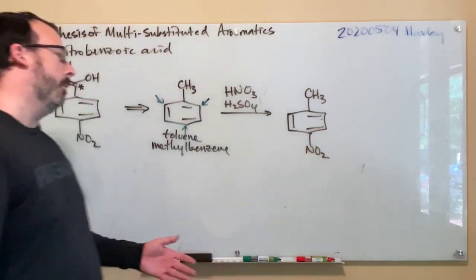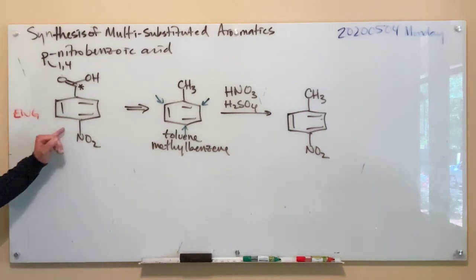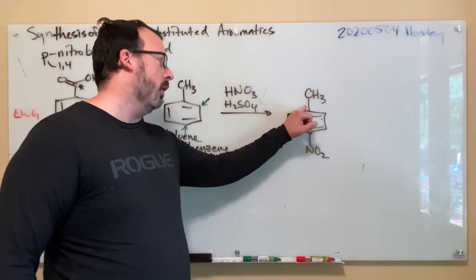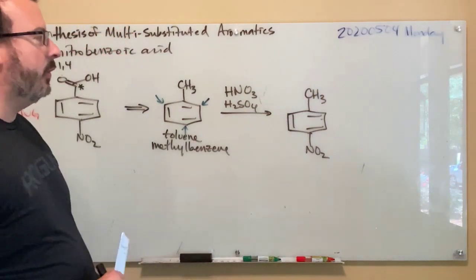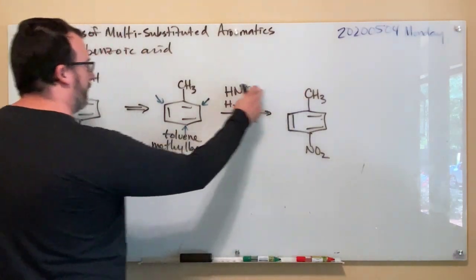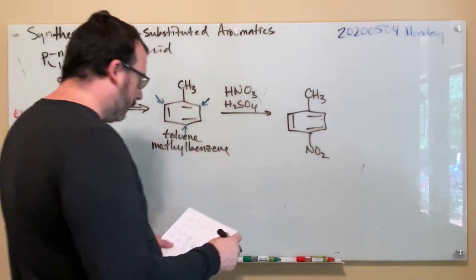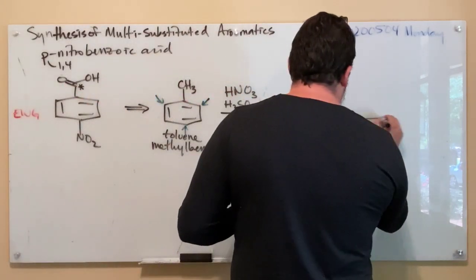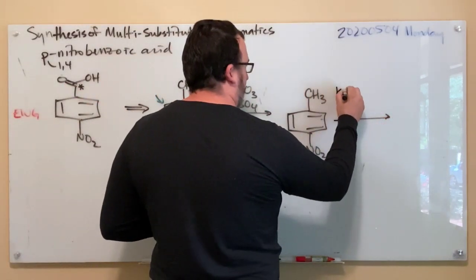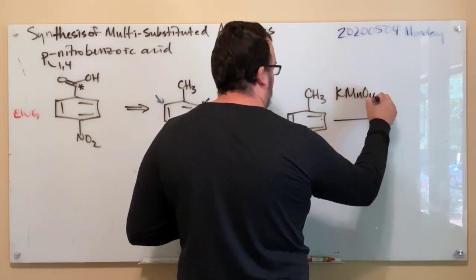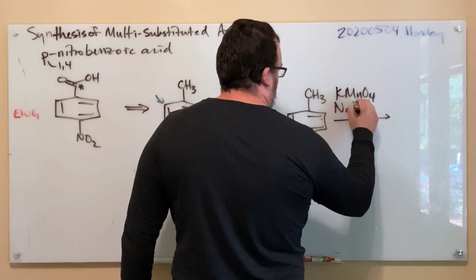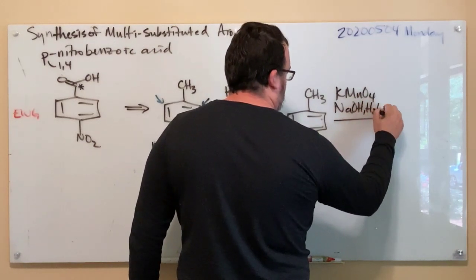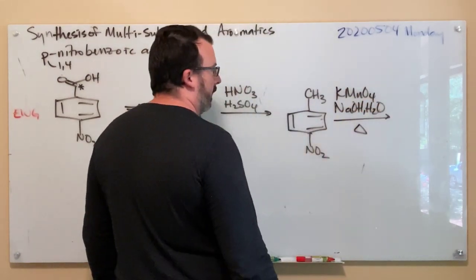So now look where we've come. We have the nitro group in the correct 1, 2, 3, 4 relationship. Now all we're doing is a functional group transformation of this to the acid. In the conditions that we've seen for that, use potassium permanganate, KMnO4, sodium hydroxide, water to solubilize everything, and heat.